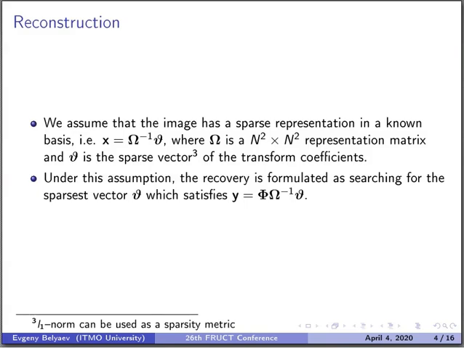For reconstruction, we assume that the image has a sparse representation in a known basis, where Ω is the representation matrix and θ is the sparse vector of the transform coefficients. As an example, the L1 norm could be considered as a sparsity metric. Under this assumption, the recovery is formulated as searching for the sparsest vector θ which satisfies this equation.